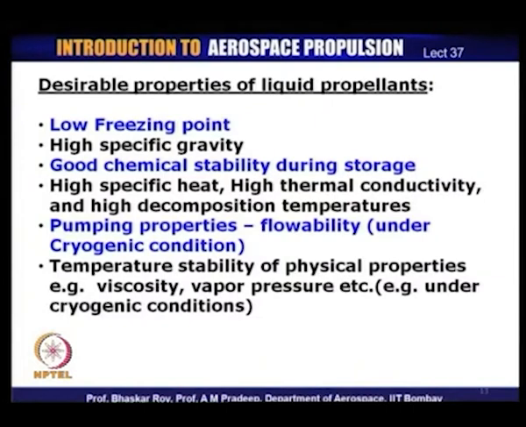You see, the rocket has to operate very quickly at high altitude, and very soon it reaches the atmosphere where there is very low temperature and of course, very low pressure, as a result of which it needs to be ensured that it operates with a characteristic property which is a low freezing point. Then it should have high specific gravity. It should have very good chemical stability during storage.